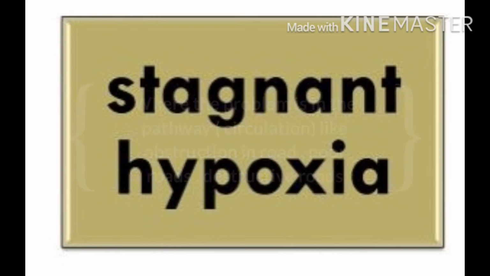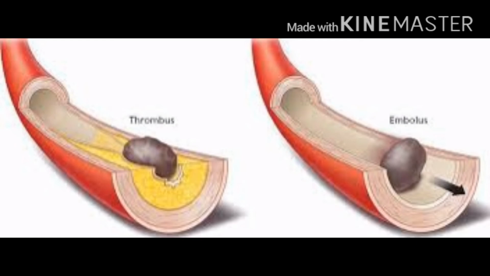Stagnant hypoxia or ischemic hypoxia. This we can compare with the road, the pathway, the circulation from the pulmonary circulation to the systemic circulation where the tissue gets the oxygen. There may be some difficulties, obstruction in the road that leads the van not to reach the home. That is, let's compare in our body. The hemoglobin rich with oxygen cannot reach the tissue from the pulmonary circulation to the systemic circulation, causing hypoxia.